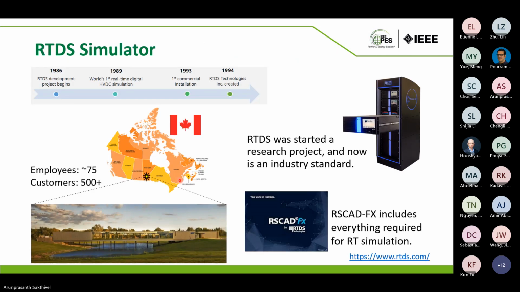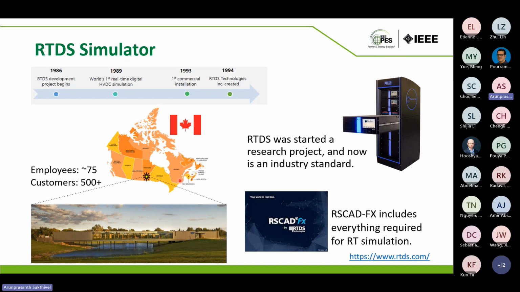All right. For those who don't know, the RTDS simulator comes from RTDS Technologies. We are located in a city called Winnipeg in Manitoba in Canada. And we have about 75 employees doing A to Z of the RTDS simulator. And we have over 500 customers worldwide.